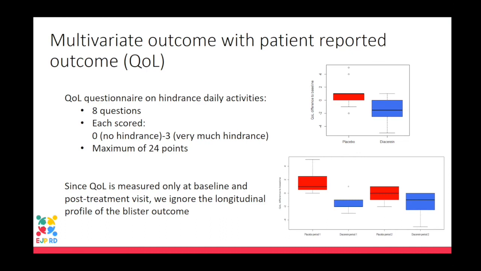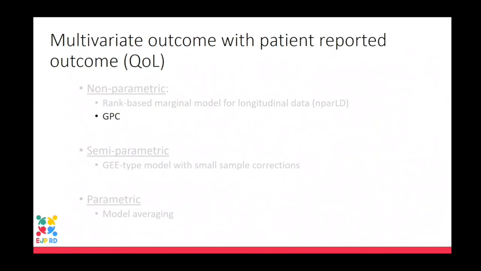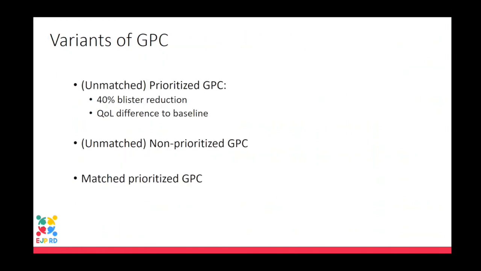Now, importantly, previously we discussed longitudinal outcomes. The quality of life is only measured at the post-treatment visit, so week 4. So now we cannot use longitudinal information. We just look at a single time point, just to be clear about that. And looking at all of the methodologies that we looked into in the previous exercise, actually only the general pairwise comparison methodology can include quality of life in the analysis. And there are different ways we can do that.